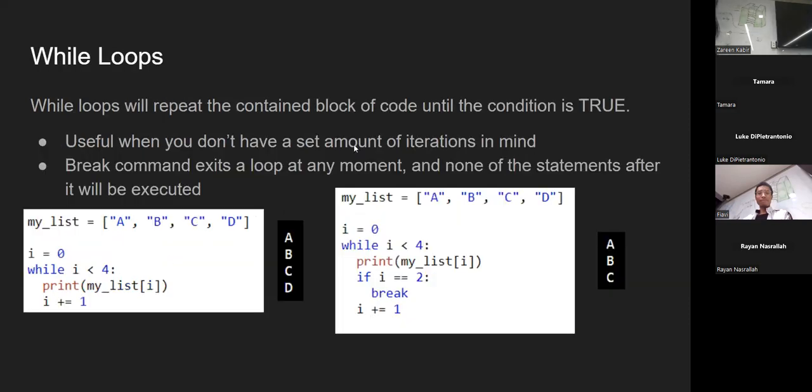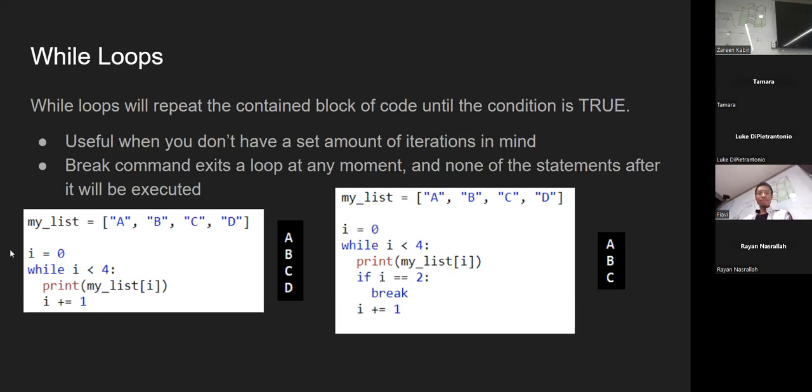And then, so while loops will repeat the contained block of code until the condition is true. This is useful for when you don't have a set amount of iterations in mind. So the difference between while loops and for loops is that they perform basically the same function, except for loops are used when you know how many times you want to iterate through it, right? But while loops will be used when you don't know how many times you want to iterate through it. So that's just a small little difference. And then you can use the break command that exits the loop at any moment. I'll get into that later, but basically it just exits the loop and none of the statements after that will be executed.